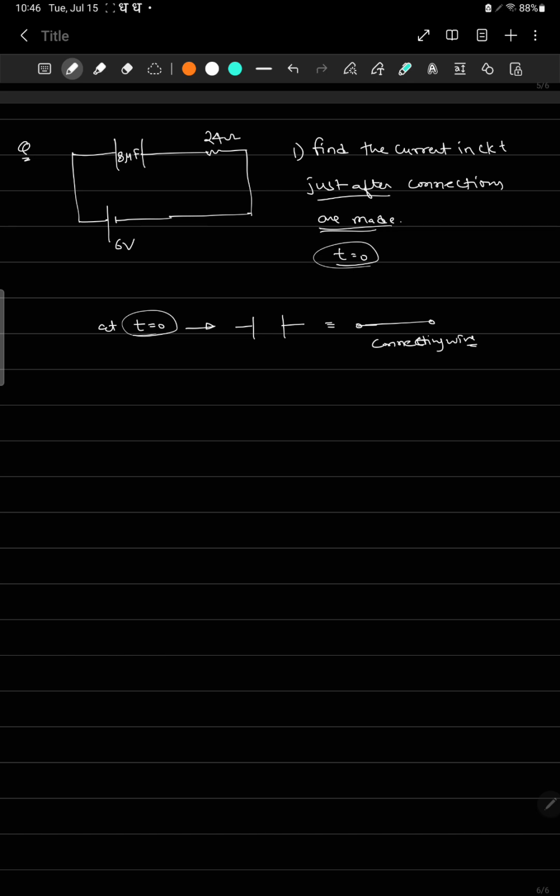So what is the current in the circuit here? The current is maximum, V by R, right? What is V here? 6 by 24, that means 1 by 4, which is equal to 0.25 ampere, right? So that's the answer here.